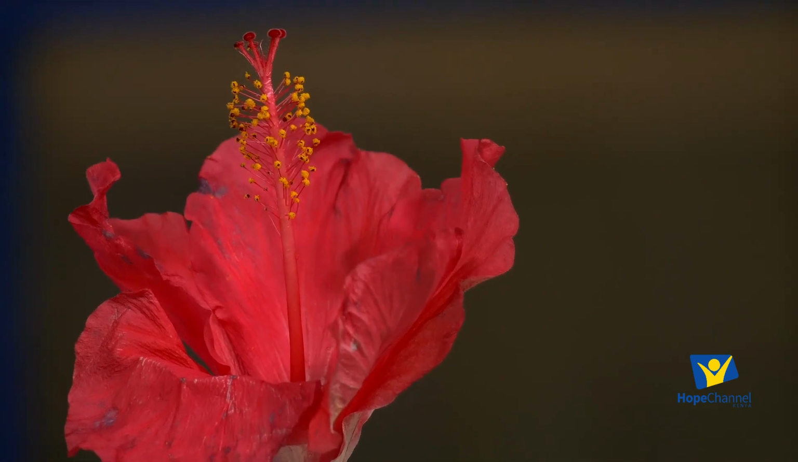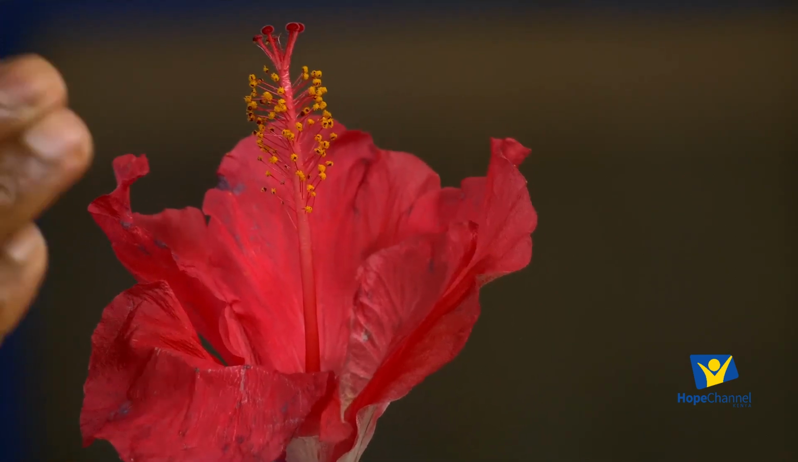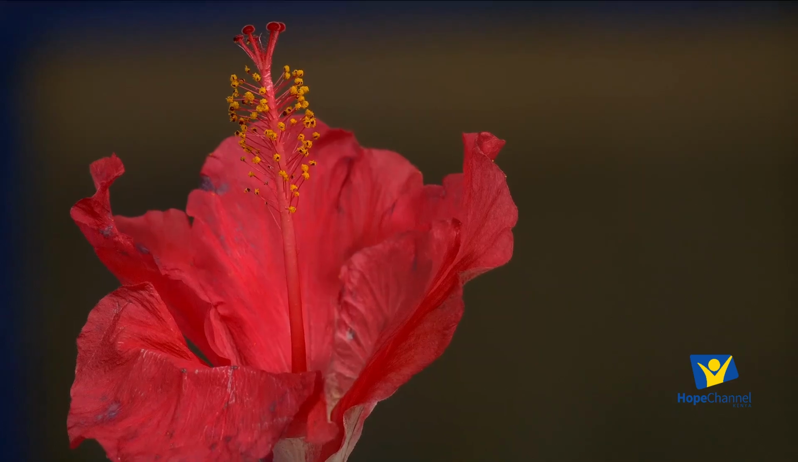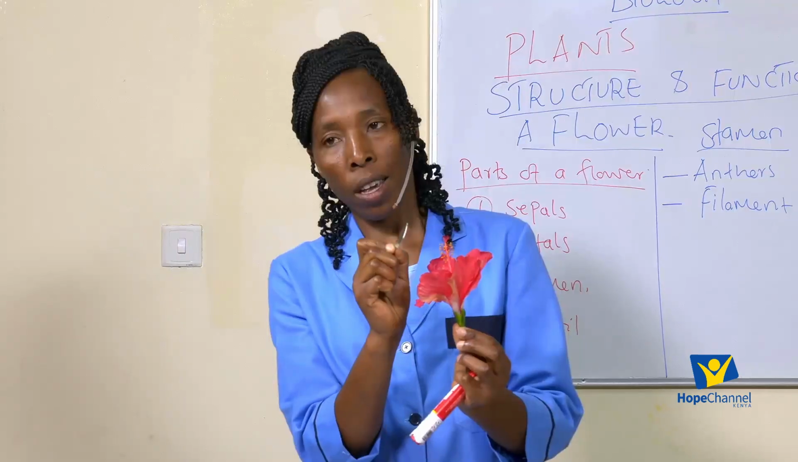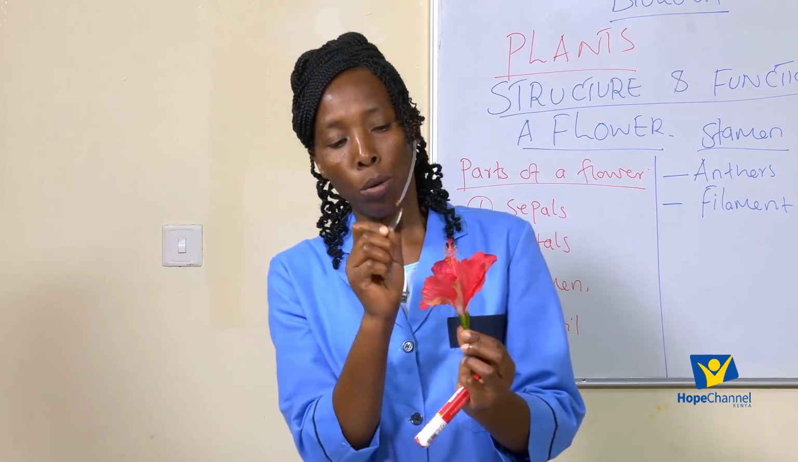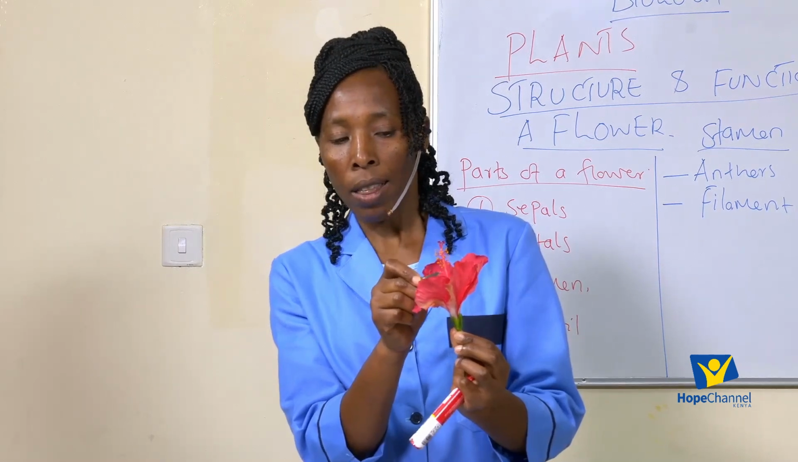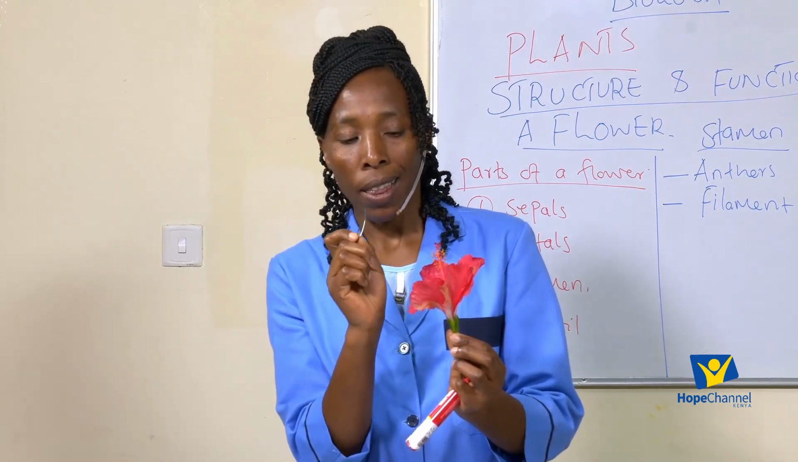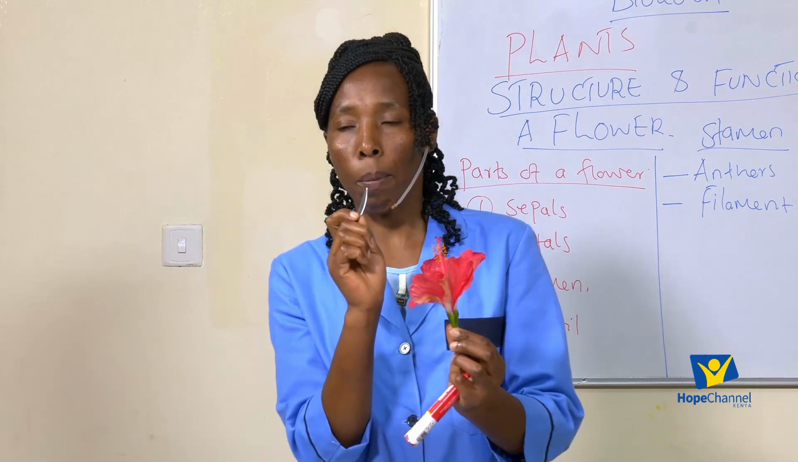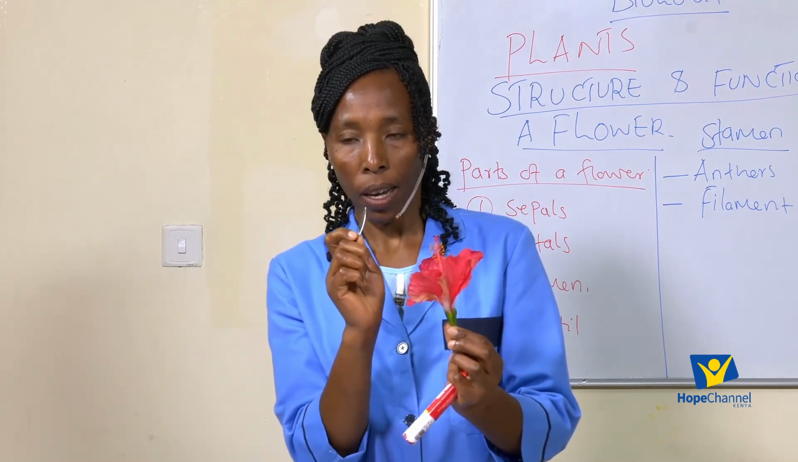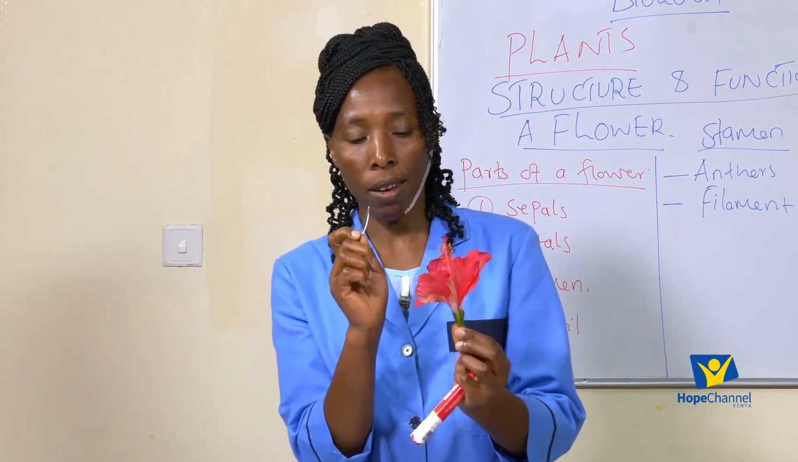So in a way, we are saying the function of the filament is to hold the anthers in position. Now, when we talk about the anthers, what do they do? The anthers produce the pollen grains.